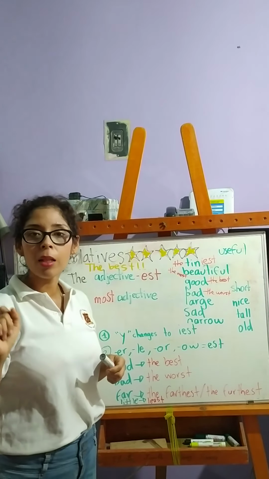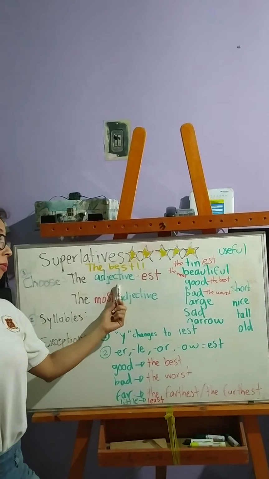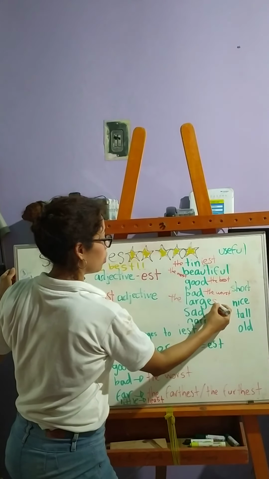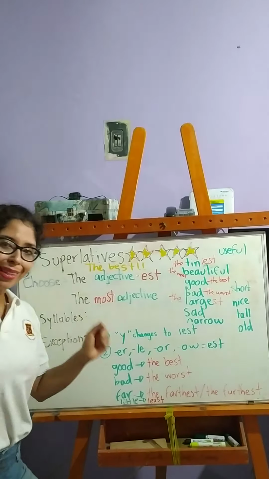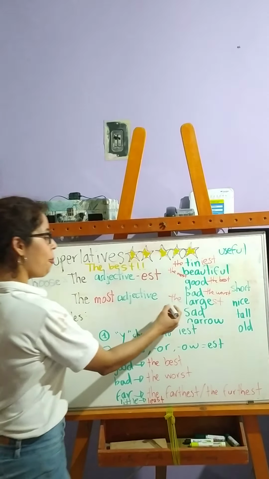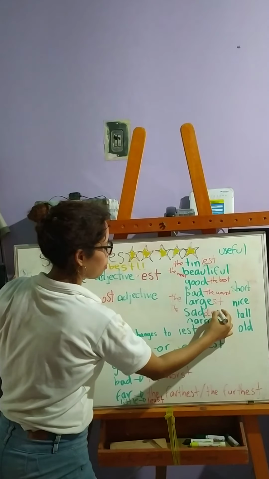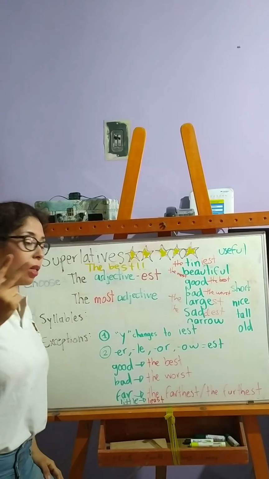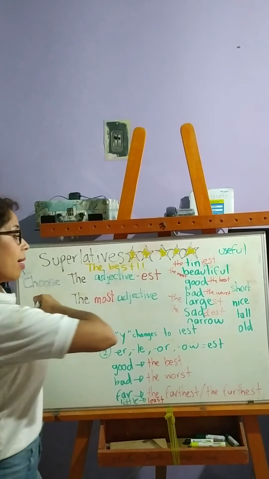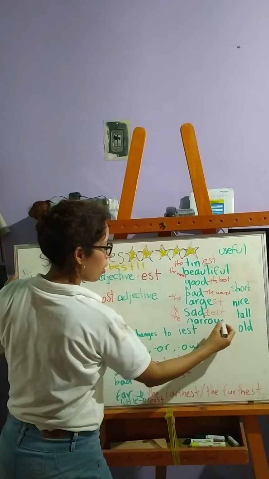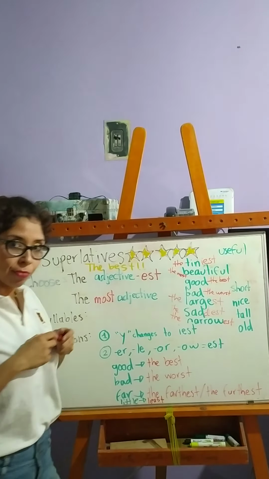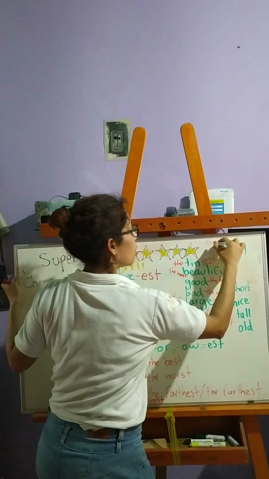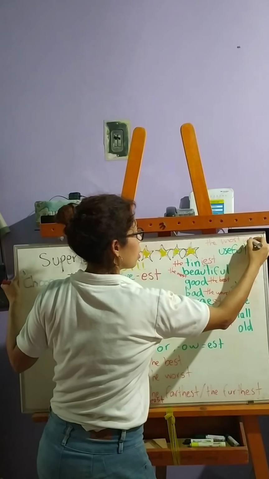Large has only one syllable, and that is the reason that I am going to add est to the adjective. The largest. Sad, I said it earlier, but I'm going to write it. The saddest. Here, narrow has 2 syllables and it finishes in o. I am going to add est: narrowest. Useful has 2 syllables. The most useful.